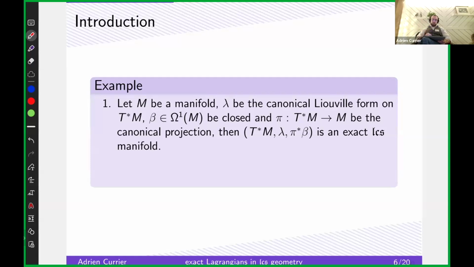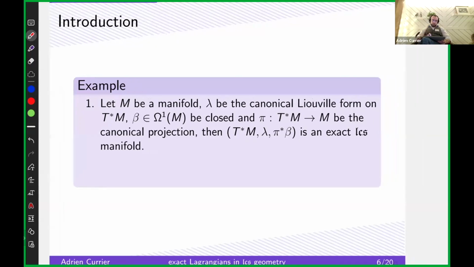But it's still going to yield a triplet C star m lambda and pullback of beta that is going to be an exact LCS manifold. Now I hear you ask, well, locally symplectic and LCS are exactly the same. Well, up to a conformal factor, but it doesn't exactly matter. And the first example is also the same. So is there anything different?